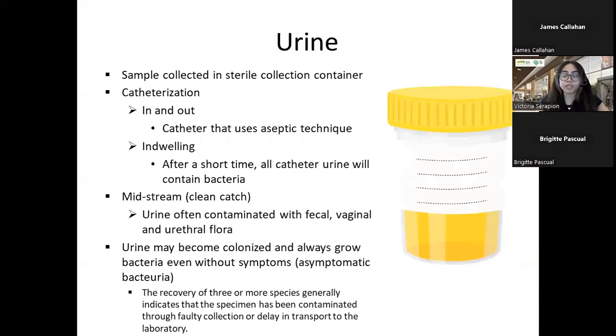So for urine, it should be collected in a sterile container and can either be collected through catheterization, through in and out or indwelling devices, which will eventually contain bacteria, or it can be collected through a midstream or a clean catch. However, the urine could possibly become contaminated with fecal, vaginal, or urethral flora while doing the clean catch. And urine can also become colonized and grow bacteria without any symptoms. And it's also important to know that the recovery of 3 or more species generally indicates that the specimen has been contaminated through faulty collection or delay in transportation to the lab.